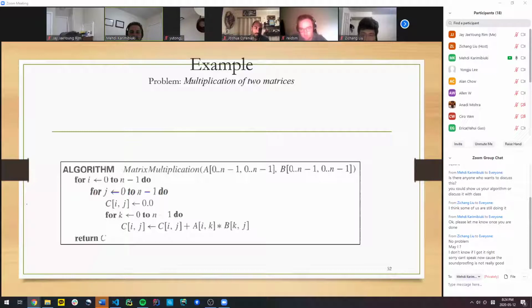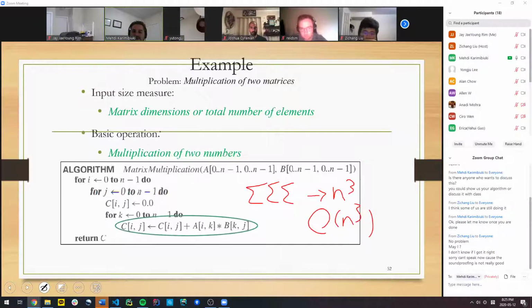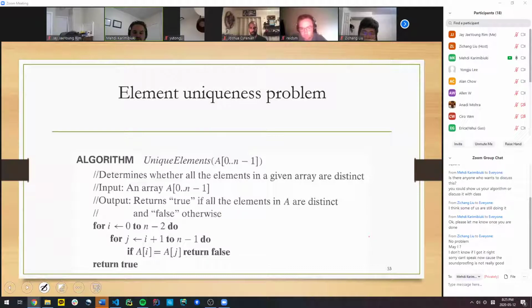How about this one? So this one has 3 for loops, right? I think we solved it with 3 sigmas, and we found that it's n cubed. So the big O notation for it, the upper bound, would be O(n cubed), right? We already solved this. Okay, good. How about this one? So we have 2 for loops here.